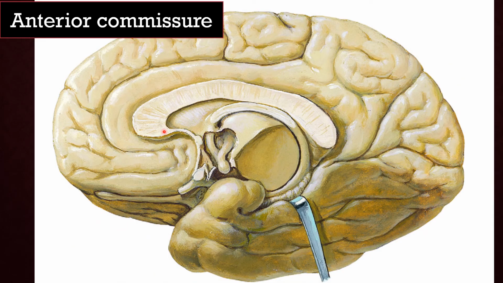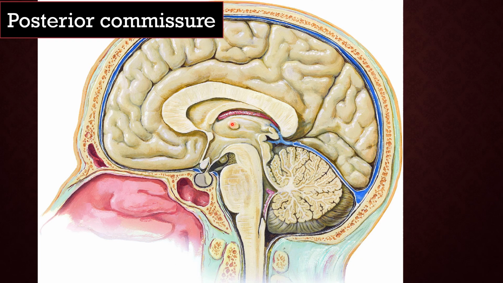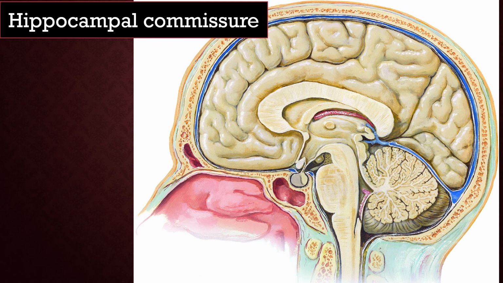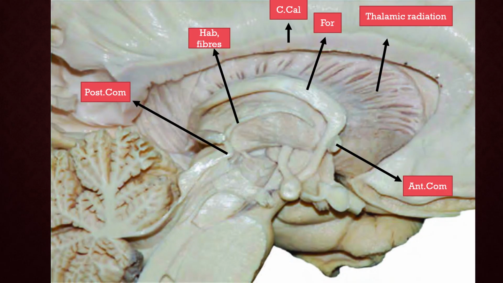Then coming to the anterior commissure, the rostrum continues as the anterior commissure. The posterior commissure is present just below the splenium of the corpus callosum, below the pineal body. The hippocampal commissure connects the right and left hippocampal formations. And in this picture, we can identify the posterior commissure and the habenular commissure. It is extending from posterior to anterior. Then the corpus callosum over here, then the fornix, thalamic radiation, and so on. These are all connecting the right and left cerebral hemispheres.